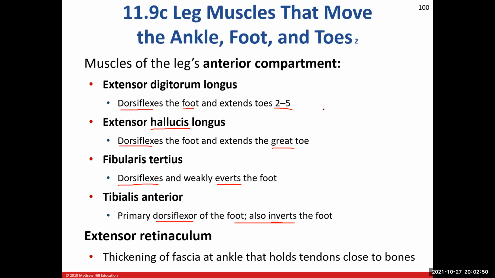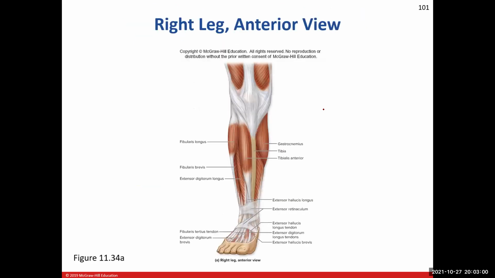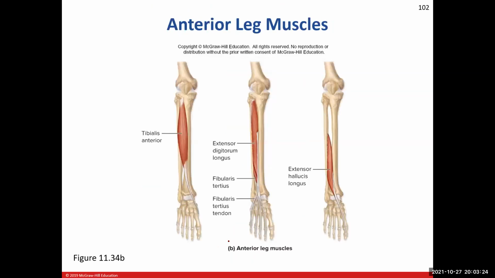And the reason is because the extensor retinaculum, right, by the ankle will hold those tendons close to the bone, right? So they're not kind of webbing out off of your body. Here's that extensor retinaculum, and you can see what I'm talking about. So the muscle bellies are up here in your leg, and the tendons go underneath the flexor retinaculum, and some of them will go out to the digits here. And so that flexor retinaculum holds those tendons close to the bone there. It's kind of a cool thing.